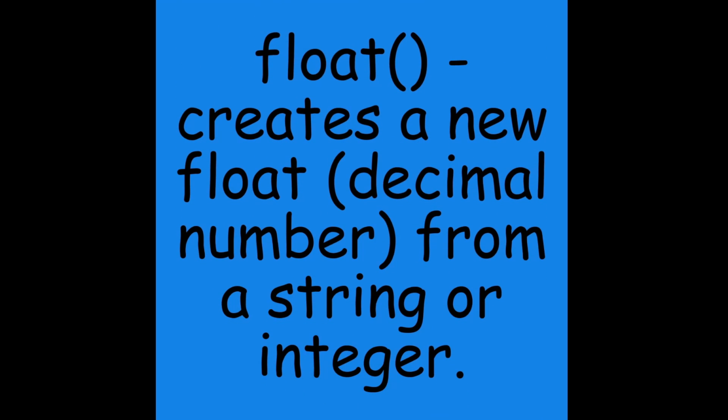The last type of data in Python is a float, and it does not have an abbreviation. It is written as float with a number inside the parentheses. It is basically the opposite of an integer, and it creates a float or a decimal number from a string or integer. So it changes a whole number to a decimal number. Now I'm going to show you how to use these types of data in Python.